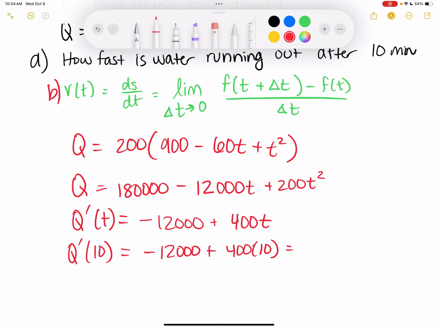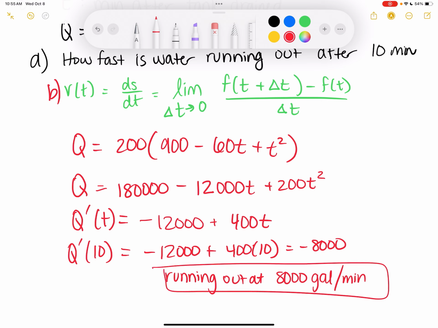And so that's going to give me negative 8,000, which means that, because it's asking, the reason the number is negative is because it's running out. So we would say it's running out at 8,000 gallons per minute, which is insane. That is wild.